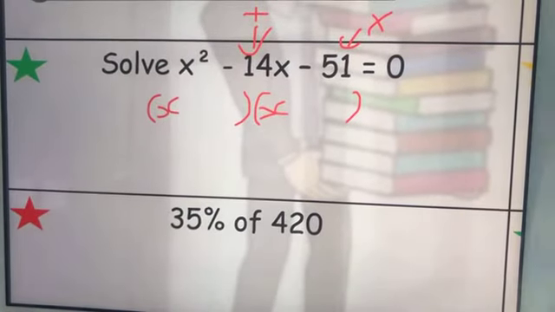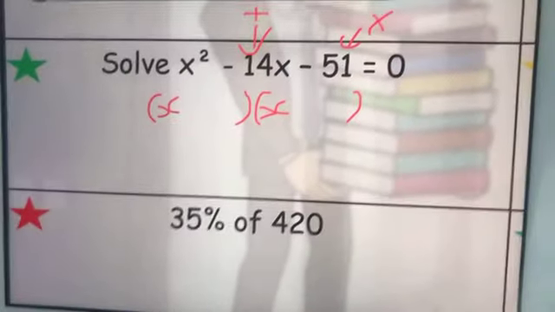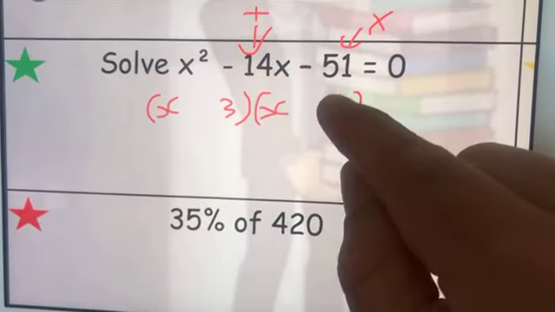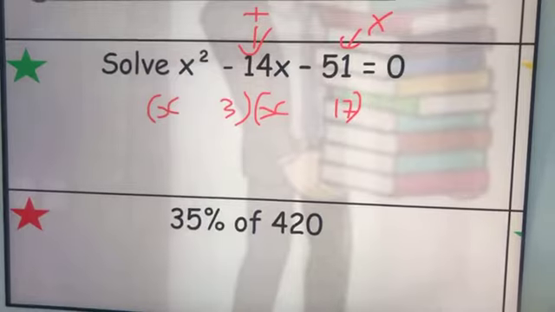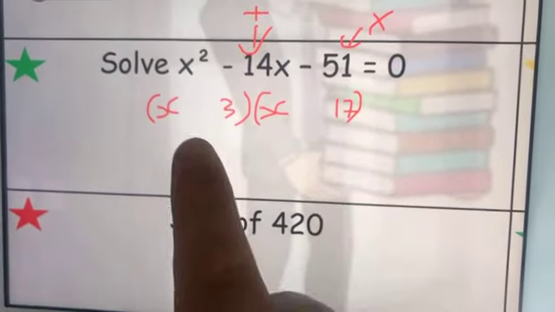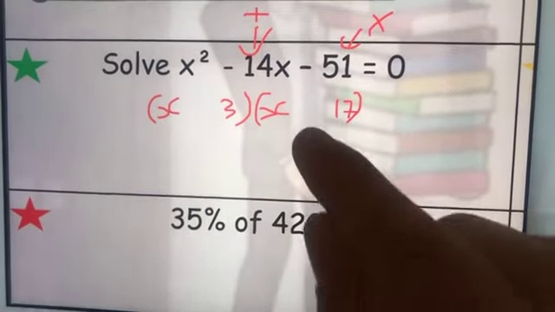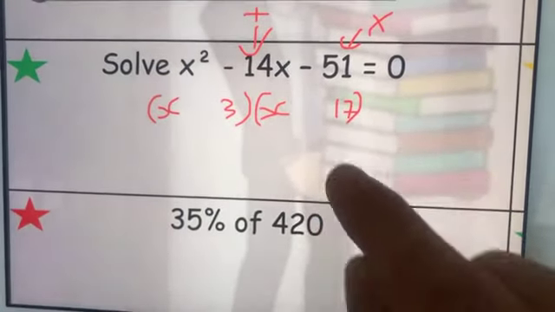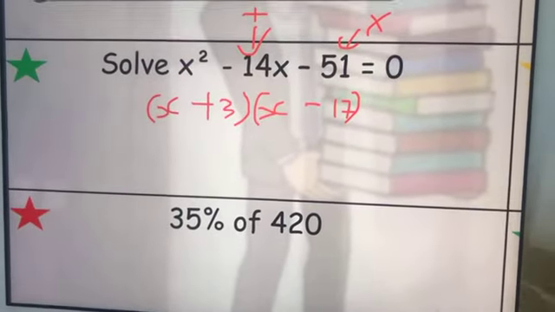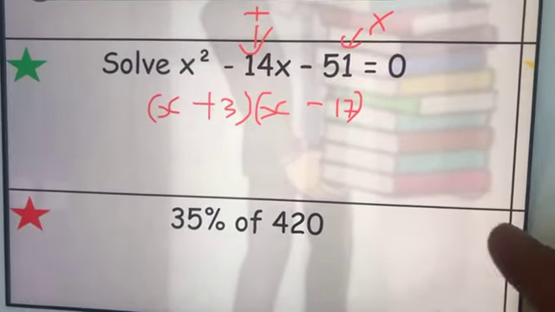So the only 2 numbers that I can think of, other than 1 and 51, that times to make 51, are 17 and 3. Now, I know that I've got to make a negative 14 and it's got to be negative 51. So the signs will have to be different, and the one that has to be negative to make negative 14 is negative 17. Negative 17 and positive 3 make minus 14, and they times together to make negative 51.